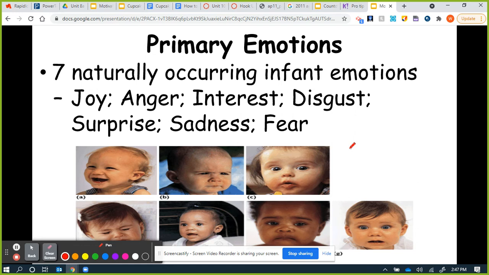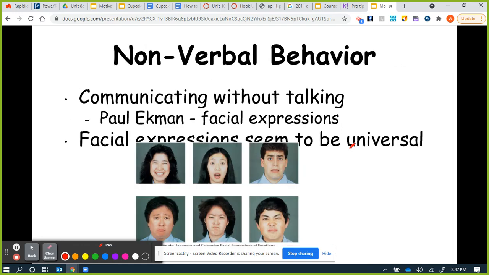Seven primary emotions. You can just look those up. Joy, anger, interest, disgust, surprise, sadness, fear. They have facial expressions, and our expressions of those emotions seem to be universal. Not all facial expressions are universal, but those seven do seem to be universal. And they're universal because it allows us to communicate without talking.